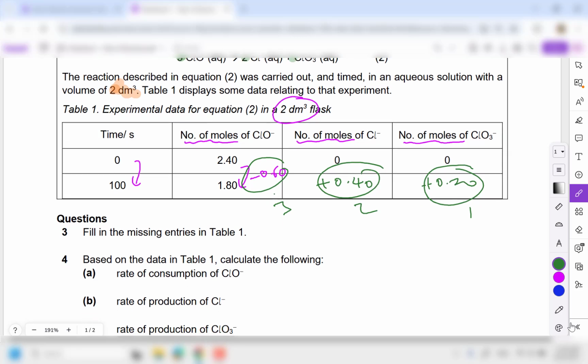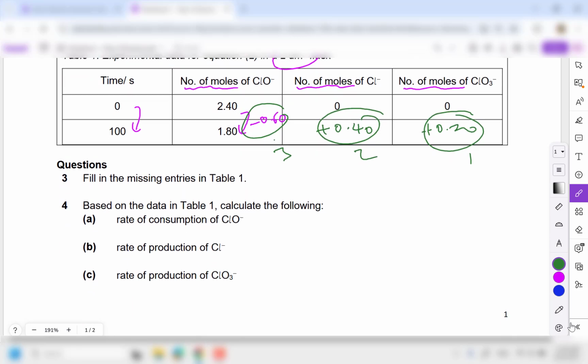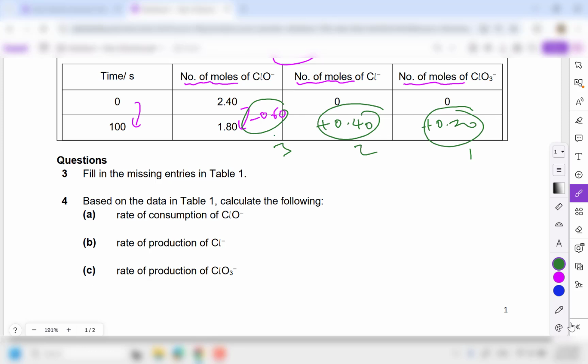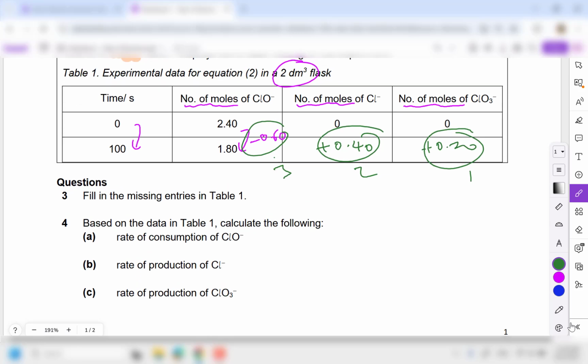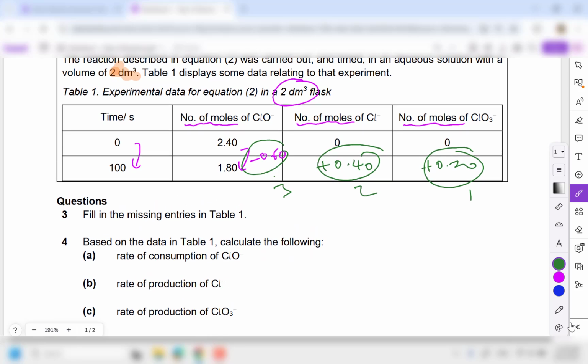Okay, so fill in the entries, we have done that. Based on the data in table 1, calculate the following. The rate of consumption of chlorate 1. Right now we know that the decrease is 0.60, right?